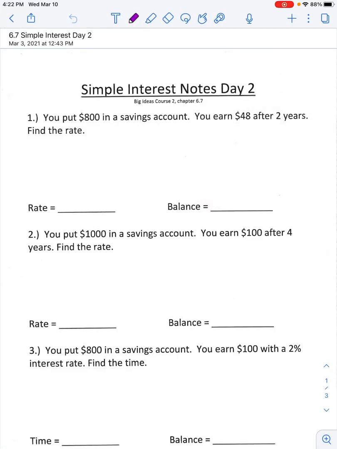Hello, today we are going to do some more notes on simple interest, notes day 2. Go ahead and have these up, fill these in as we go through them on this video.